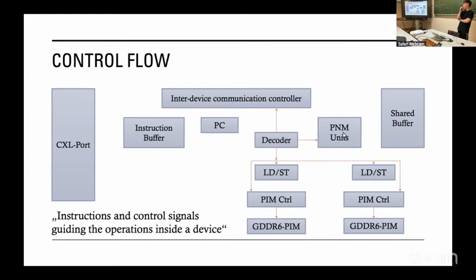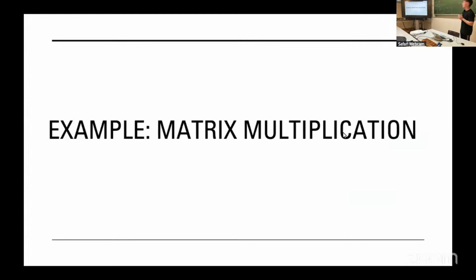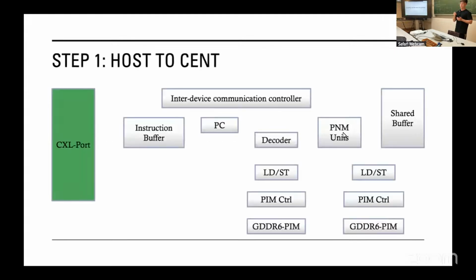Okay, and now I mentioned high scalability. And the scalability part comes here, where we can add as many memory arrays as we want, or as many as physically possible. So this is the big picture. And now we're going to go through an example together of matrix multiplication.